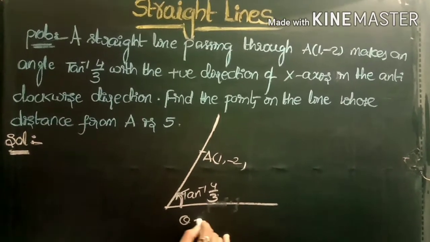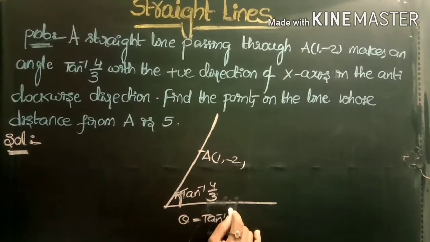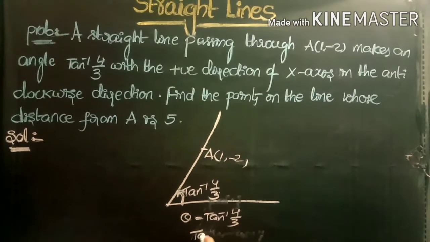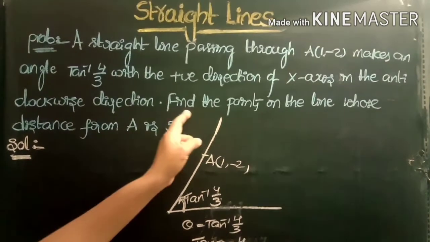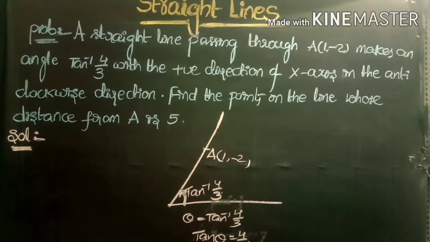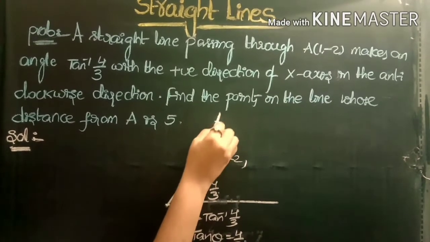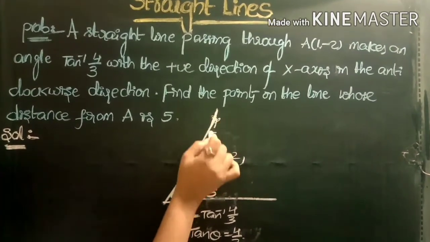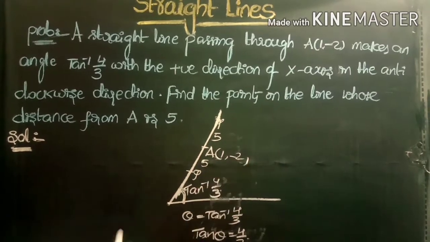So given that theta is equal to tan inverse of 4 by 3, the value of tan theta is equal to 4 by 3. And now find the points on the line whose distance from A is 5. Now we want to find the points on this line which are at a distance of 5 units from the point A(1, -2).